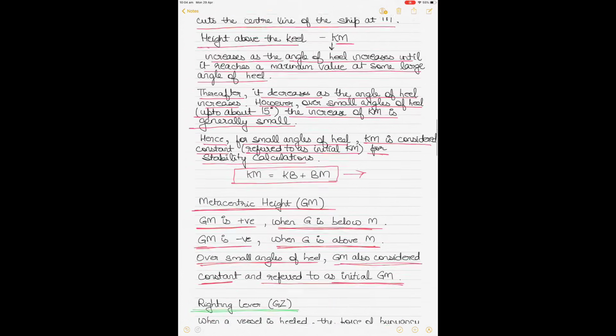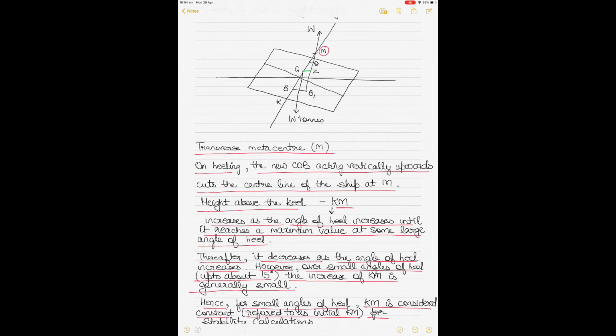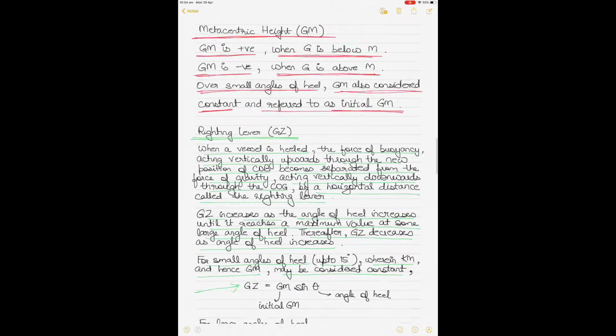So if I go back to the diagram above, you can see that this line here is the GZ. This becomes a righting lever. Alright, so when the center of buoyancy shifts to the new underwater volume of the immersed wedge, the new underwater volume cuts the ship's center line at a new position, which is called the transverse metacentre. But due to this, it becomes separated from the center of gravity by a horizontal distance, as you can see is GZ, and that's called the righting lever.